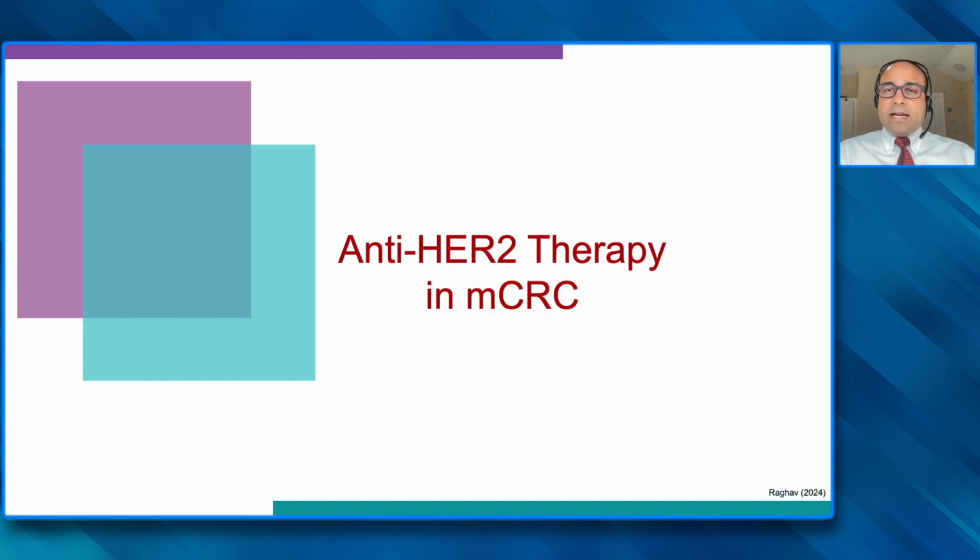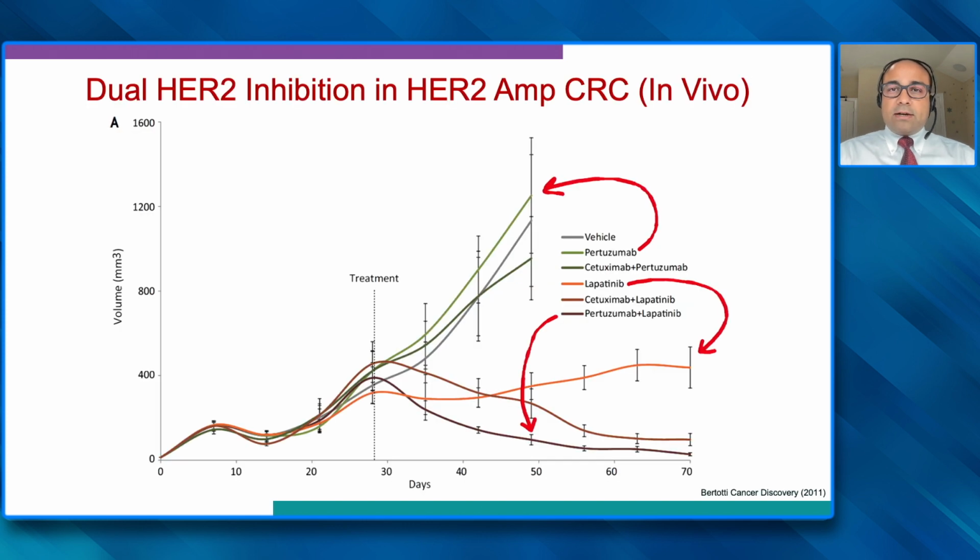So once we've defined this prevalence, what is the current role and the emerging data regarding use of anti-HER2 therapy in these tumors? And I'm going to talk specifically about metastatic colorectal cancer and then metastatic biliary cancer. So the first thing that we learned about metastatic colorectal cancer through preclinical experiments was that single agent anti-HER2 inhibition doesn't really work in these patients.